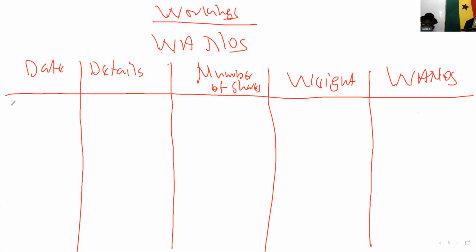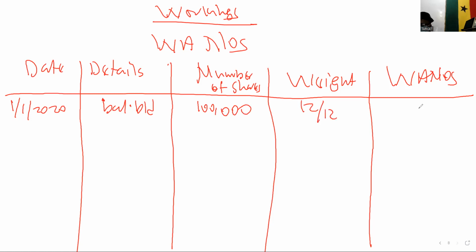So first, I'll say 1st of January 2020, balance brought down. The outstanding shares at the beginning, there were 100,000 shares. And we say the weight to be what? 12 over 12. So you get what? 100,000 shares.